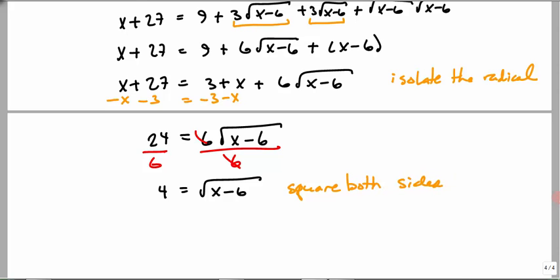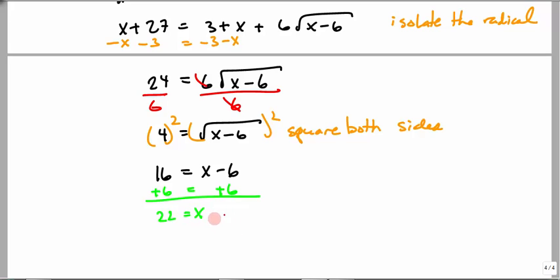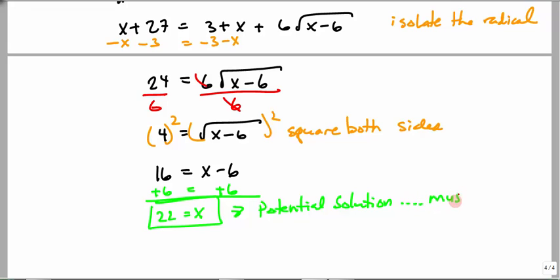So these are long problems. You can't give up on them. Whatever you do to one side, you do to the other. 4 squared is 16. 16 is equal to x minus 6. Again, when you square the square root on the right, you get the radicand back. And to finish this, we would add 6 to both sides. And I get 16 plus 6 is 22 equals x. This is a potential solution. And remember, we must check this for extraneous roots.